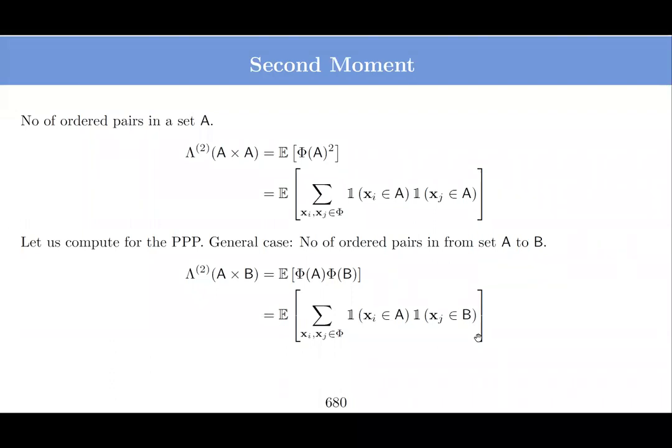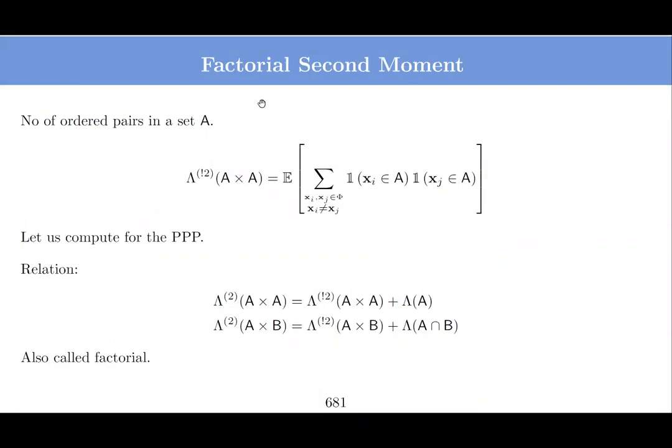So if I avoid double counting, I can define something called the factorial second moment, which is defined in the following format. I put an exclamation mark here to distinguish this from the previous second moment. So for any set A, the factorial second moment of A cross A is defined as the expected number of pairs such that the first point belongs to A and the second point belongs to A also, and these two points are not equal.